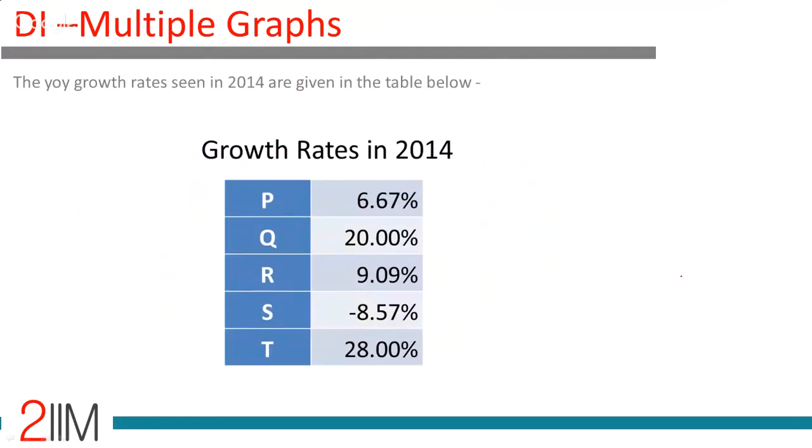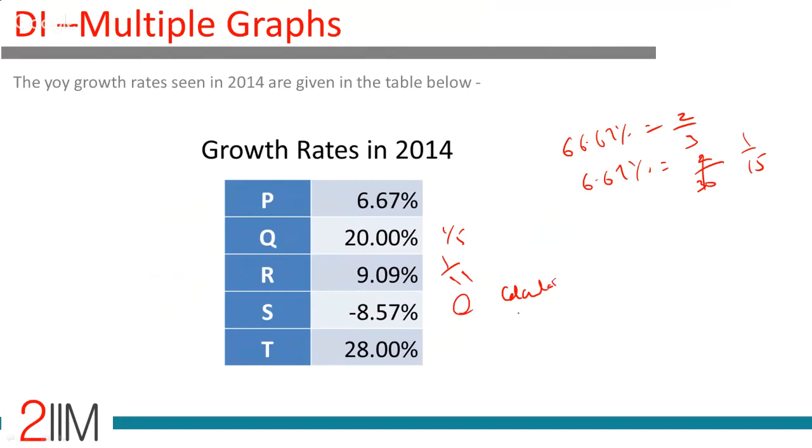Growth rates in 2014, 6.67. Come on, jump out and say what percentage this is. 66.67% is 2/3. 6.67% is 2/30 or 1/15. This is 20% growth or 1/5. 9.09% growth or 1/11. Minus 8.57%. This is tricky. Maybe we need to use a calculator for this. 28%. This is interesting. 1.28 times something takes us to this point.